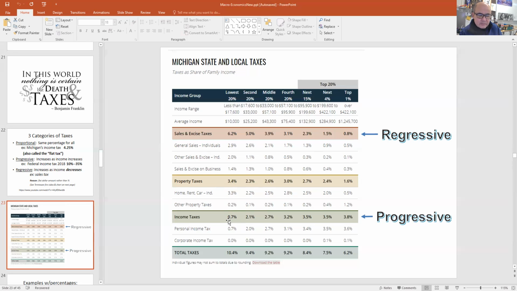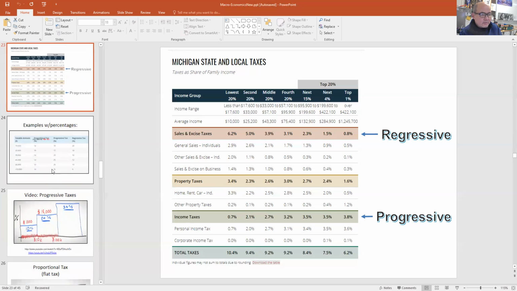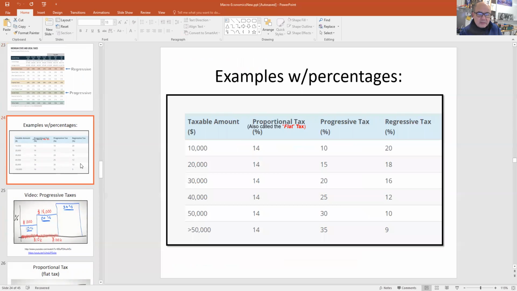Income taxes, on the other hand, at the federal level are progressive. So you'll notice here the poor people at 0.7%, 2.1%, 2.7%, all the way on up to 3.8%. The highest income earners would pay the greatest percentage. To see what this looks like in an actual table, hopefully so that you can understand this.